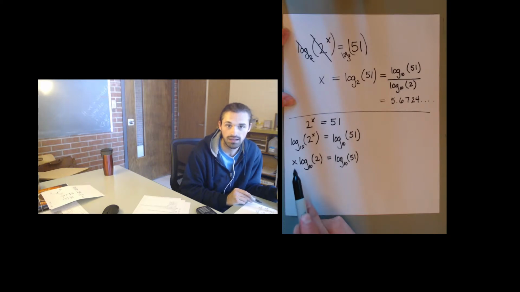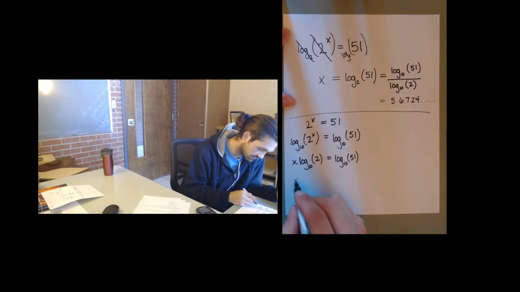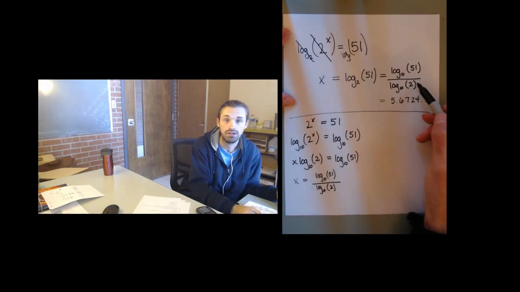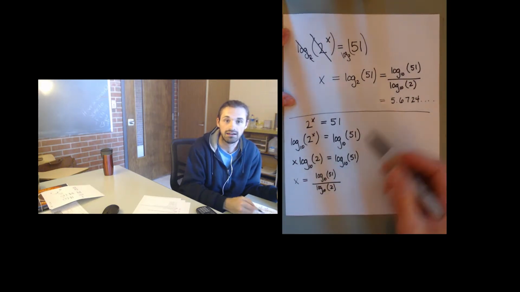And now keep in mind, I want to isolate this x. So I'm going to take this log base 10 of 2 and divide it to the other side. So I see x is log base 10 of 51 divided by log base 10 of 2. And notice that's exactly what I have up here.